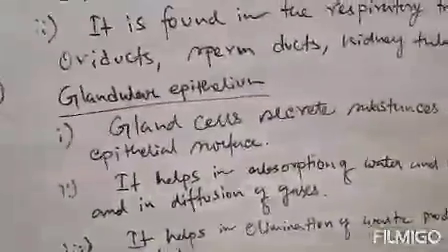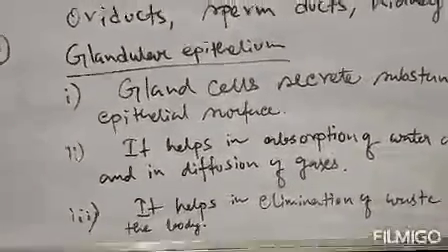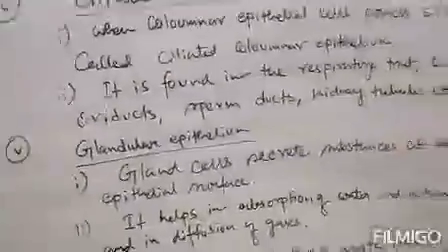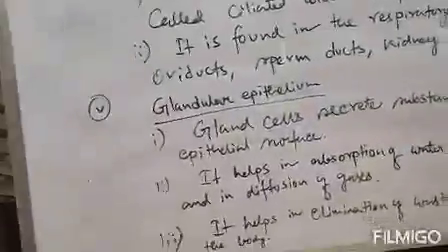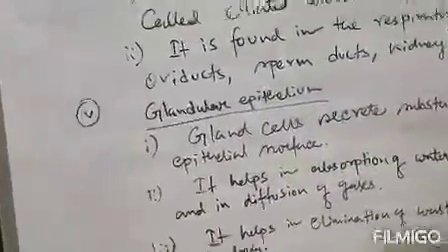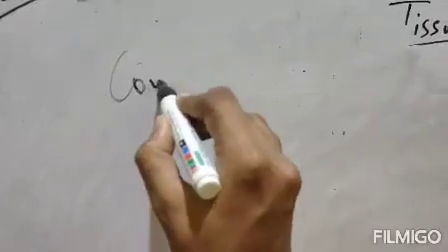So this is our glandular epithelium tissue, or simply glandular epithelium. Clear? So epithelial tissue is complete, all total 5 parts. Next we will move to connective tissue.